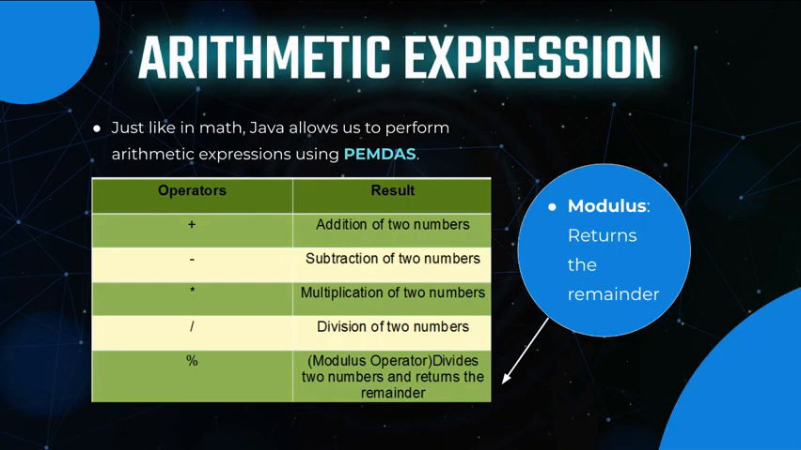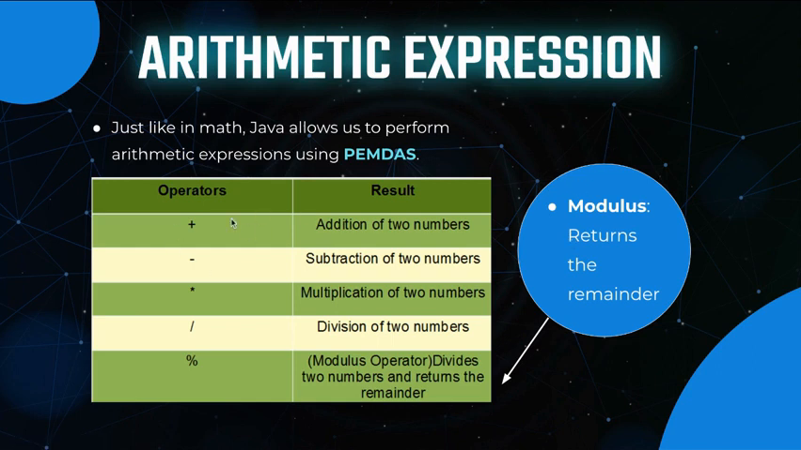So let's just review some basic rules that we learned from the previous video, just in case you haven't watched them. In Java, it allows you to perform math following PEMDAS. So you can write different arithmetic expressions and assign them to variables, and those variables will then contain whatever the output of these arithmetic expressions are.